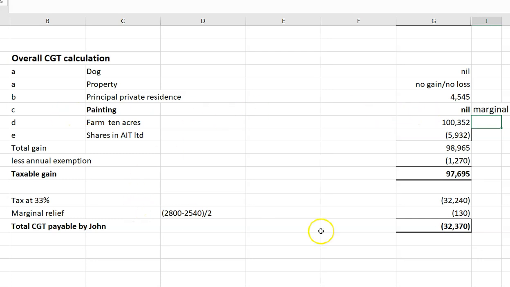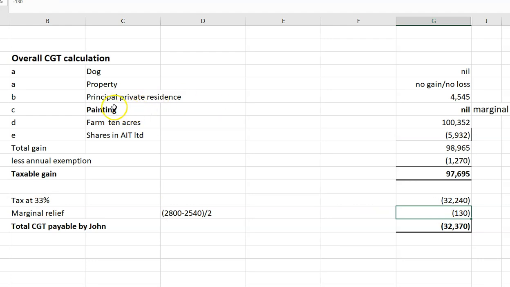What happens is the marginal relief gets added to the tax below. A lot of people got it right, but a lot of people didn't, and they put in the gain on the painting, which they shouldn't have. They just leave it nil. So you add up all the gains and take away any chargeable losses, take away your annual exemption, and this figure then gets multiplied by 33% to give you the tax. And then the 130, the marginal relief to do with the painting.